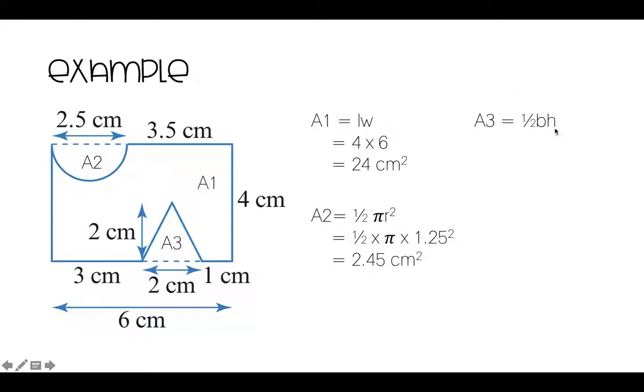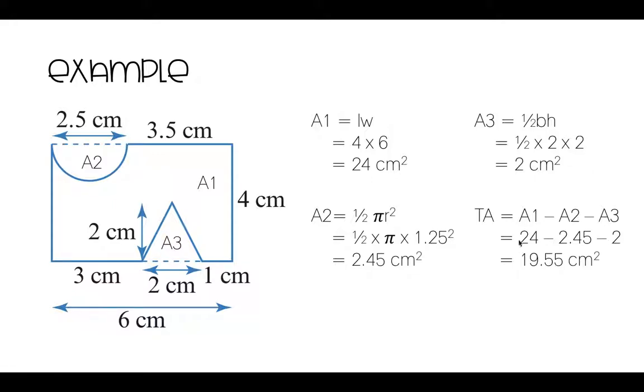And A3 is half base times height. So half times 2 times 2, because it's 2 and 2, which gives us an area of 2 centimetres squared. Now to calculate them all, we're going to go A1, take away A2, take away A3. So we get 24, take away 2.45, take away 2, which gives us an area of 19.55 centimetres squared.